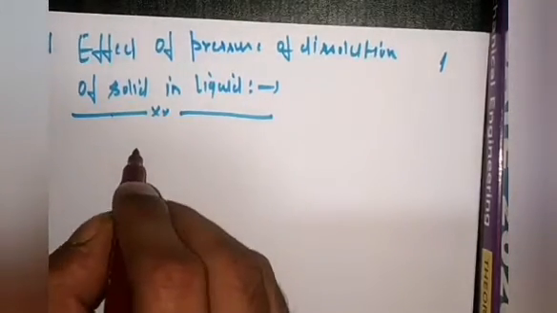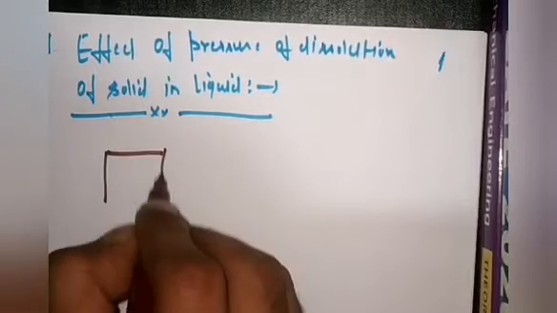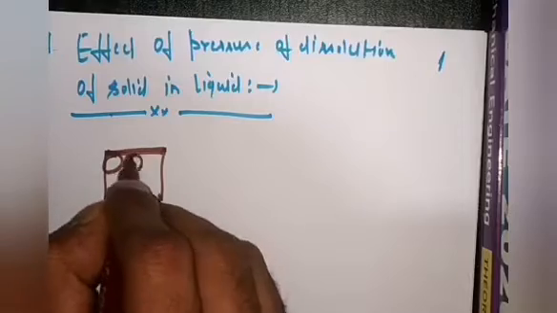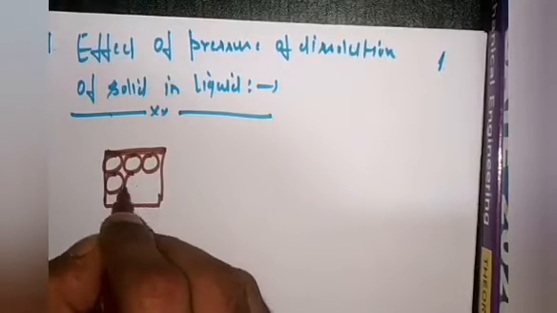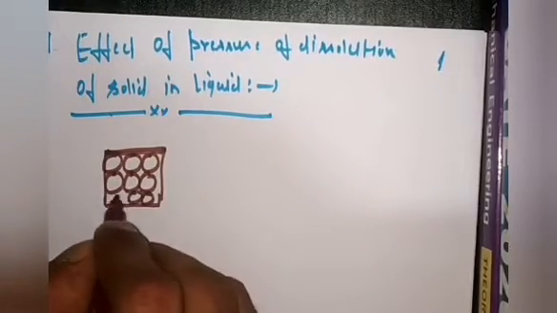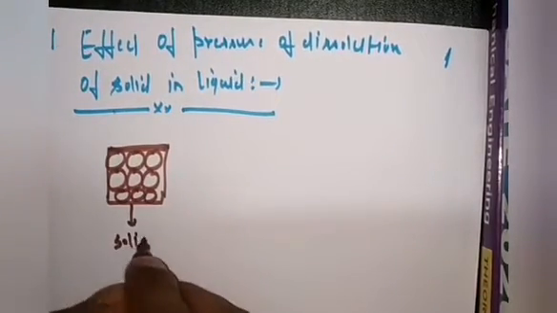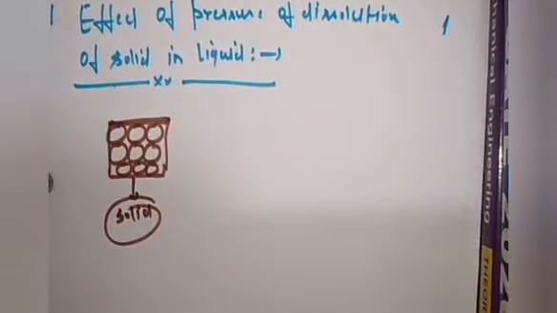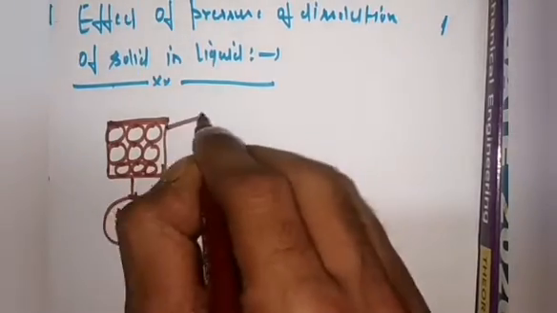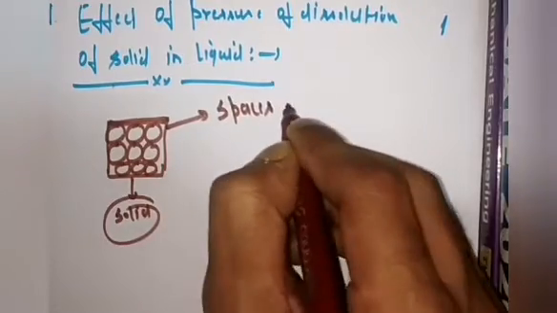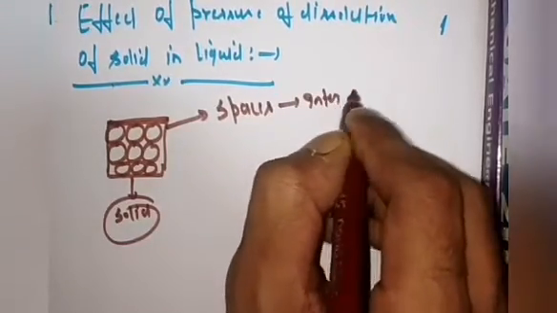Just understand one thing: if you see the structure of solid, you have already studied it in class 6th, 7th, 8th standard. This is nothing new, you have already seen the structure of solid. Why is it called solid? Because the intermolecular spaces between the solid molecules are very less and the intermolecular forces of attraction between the solid molecules are very high.